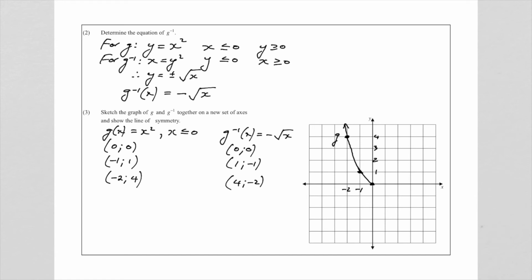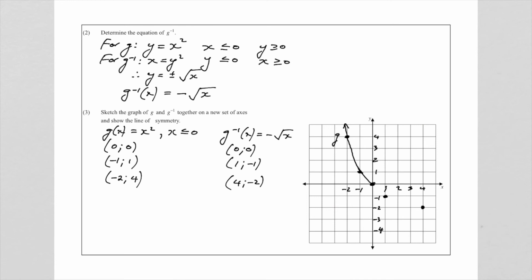Let's now plot the points for the inverse. And it's 0, 0. And then it is 1 and -1. And then it is -2, -3, and -4. And then this point will be 4, -2. And it will be over there. So as you can see, this inverse graph will be right there. So I'm going to draw that now, and also the line of symmetry.